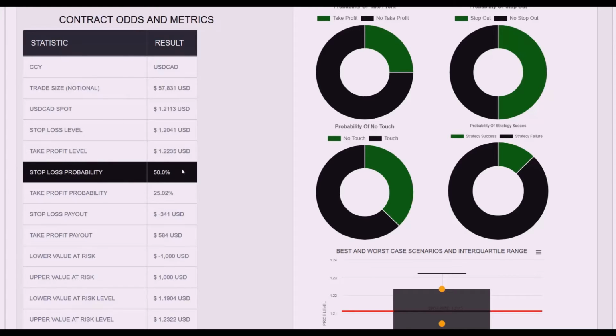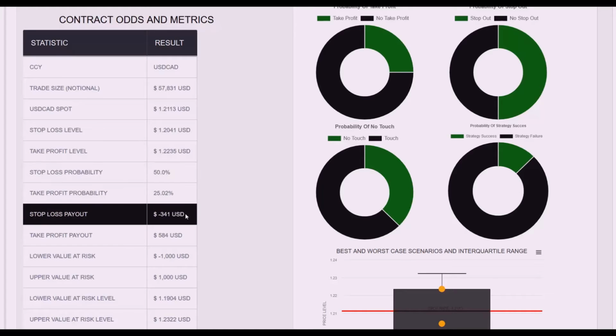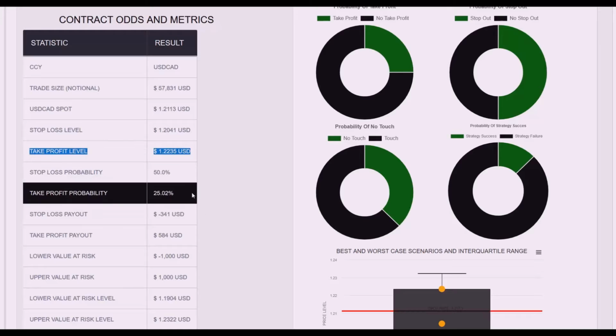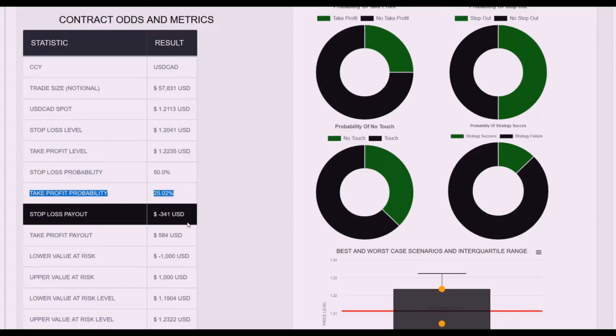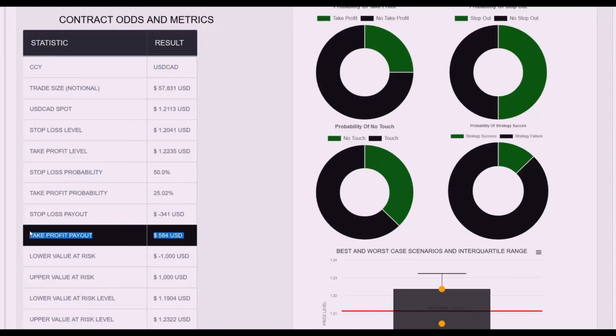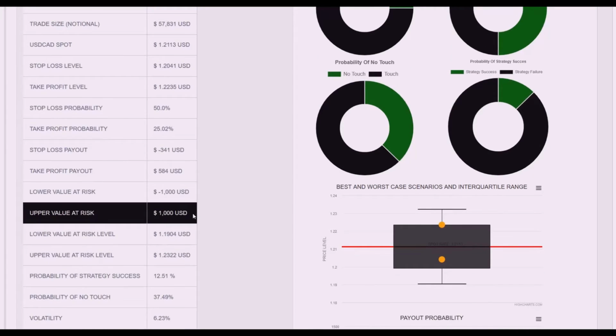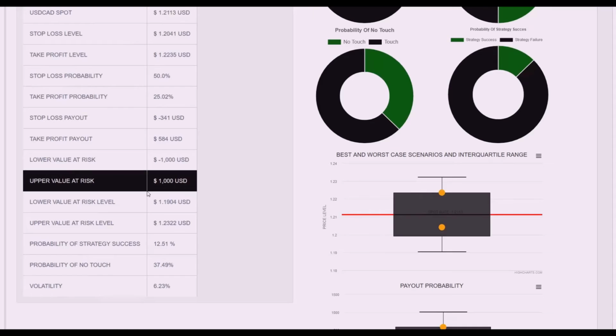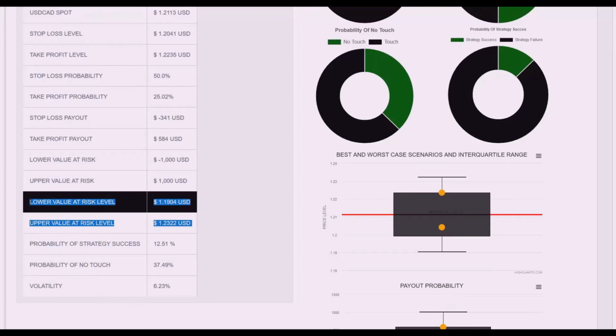Here, our stop loss level with a 50% chance of touching is 121.13. Our take profit level with a 25% chance of touching is 122.35. If we stop out, we will lose $341, and if we take profit, we'll make $584. And as discussed before, our best and worst case scenario, as we input it and size the trade off of, is $1,000.